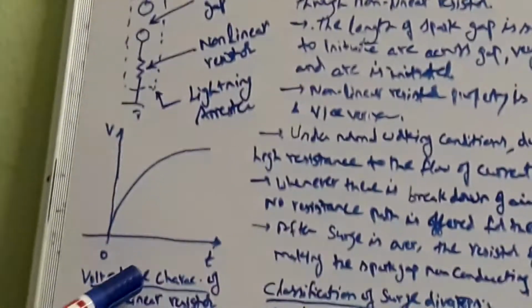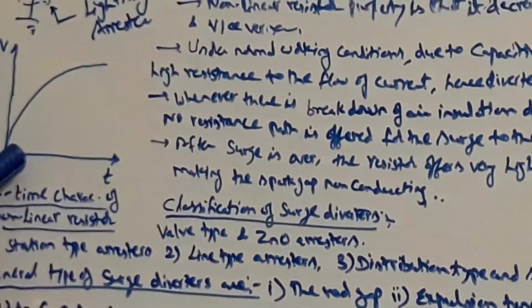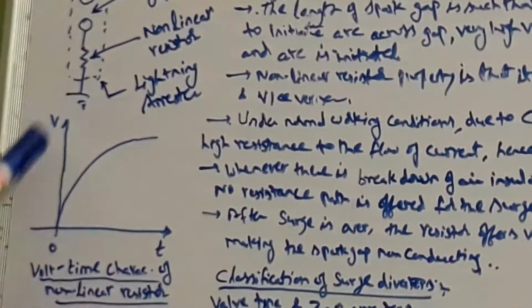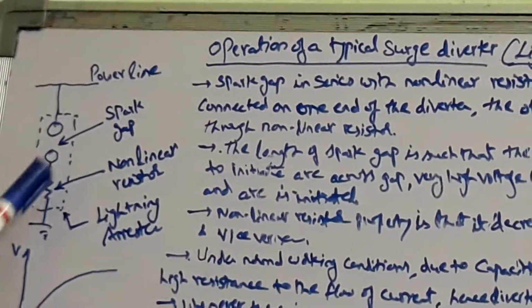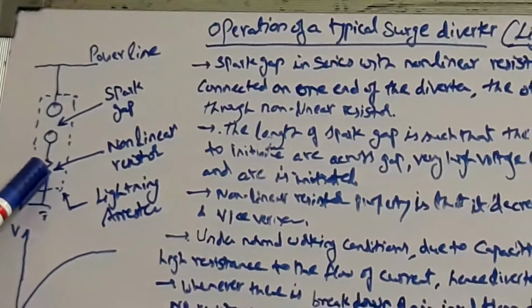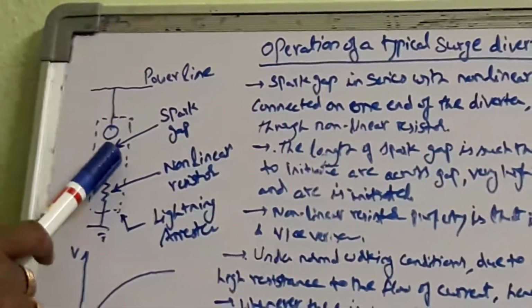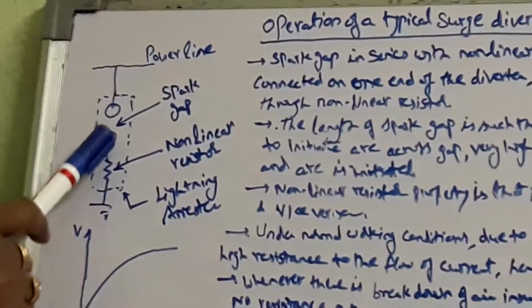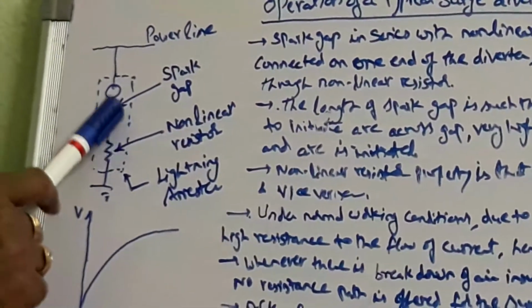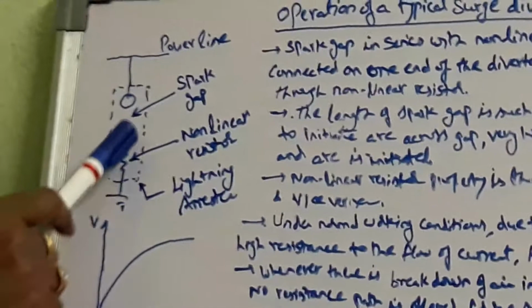As we see in the volt-time characteristic of the non-linear resistor, the value of the resistance decreases with increase in the voltage. So when there is a very high voltage due to surges, the value of the resistance offered to the capacitive current by the non-linear resistor decreases, and it will not provide any resistance path to the capacitive current under surge. That's the reason the electrical discharge will flow to the earth from the spark gap.